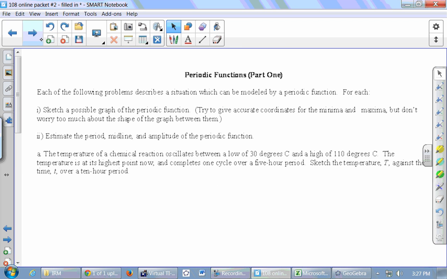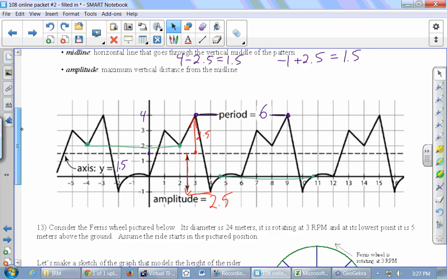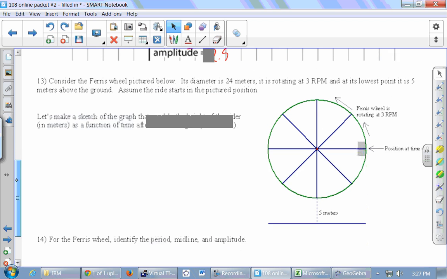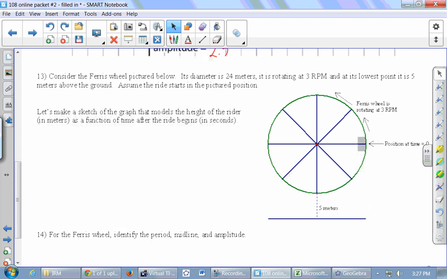Okay, and then finally down below, we've got this Ferris wheel problem. Consider the Ferris wheel pictured below. Its diameter is, okay, we're going to make a slight change here. It says 24 meters, but I'd like to change that to 20 meters. Doesn't matter today, but it's going to make it easier to do something next class. So diameter is 20 meters. It's rotating at 3 revolutions per minute, and at its lowest point, it is 5 meters above the ground.